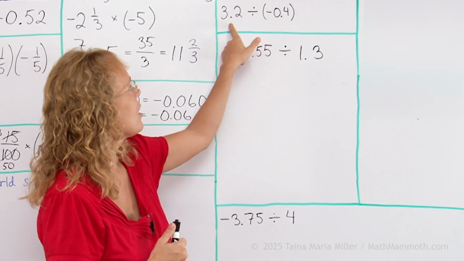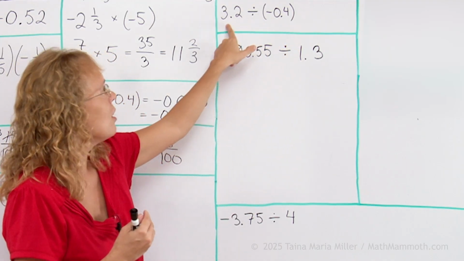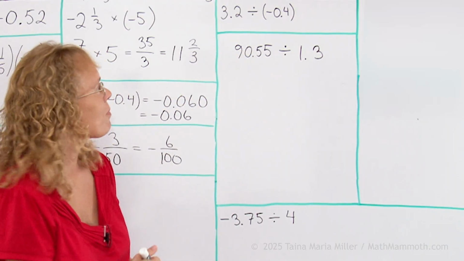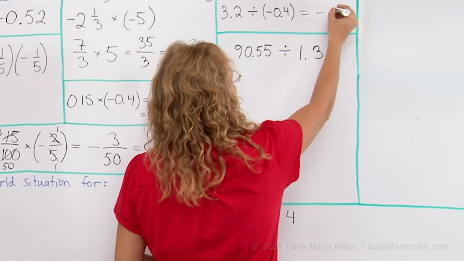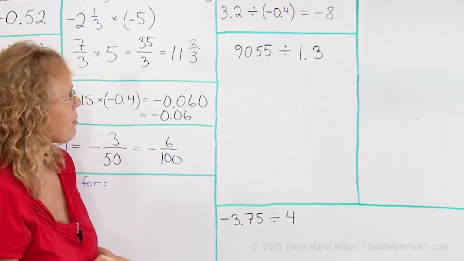This one goes evenly here. How many times does 4/10 fit or go into 3.2? The answer is exactly 8 times, right? But we just need to take it as a negative answer because it's a positive divided by a negative.